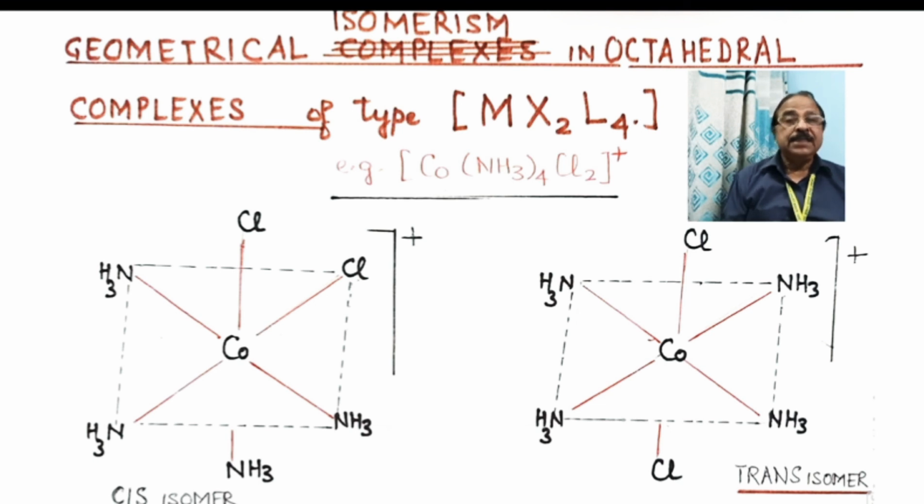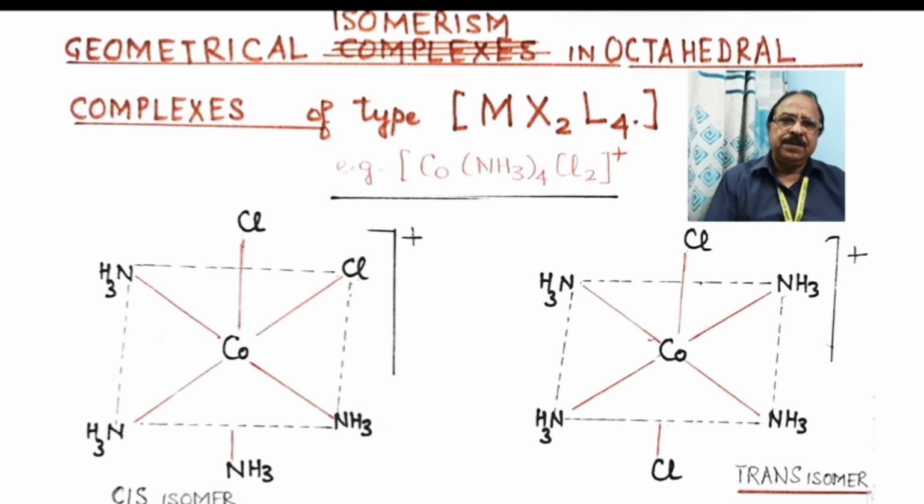And the third example which we will discuss in octahedral complexes will be the MA3B3 type. One is the metal atom and three ligands of one particular type and three ligands of the second type, right? So we will discuss geometrical isomerism in octahedral complexes of type MX2L4. What does it mean? It means that there are two types of ligands. One is represented by X. There are two ligands of one type, and the other ligand is represented by L. There are four ligands of this type.